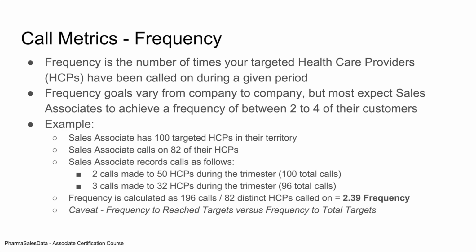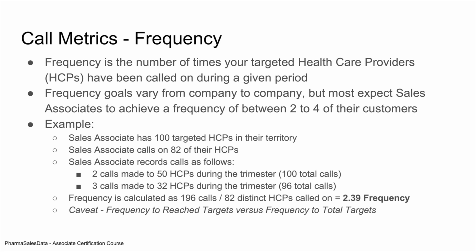Goals will vary from company to company, but you usually expect your associates to make between 2 and 4 calls to their customers during the given time period, which is your targeting time period, a semester, trimester, whatever it is, a quarter. As an example, an associate has 100 targeted HCPs, and the associate calls on 82 of those HCPs.